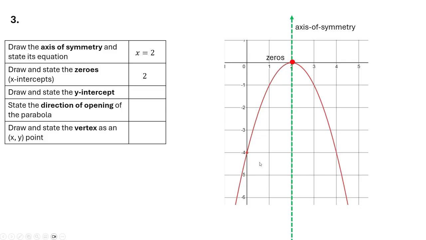The y-intercept is right down here at -4. The direction of the opening is downwards. And our vertex is at the point 2, 0.